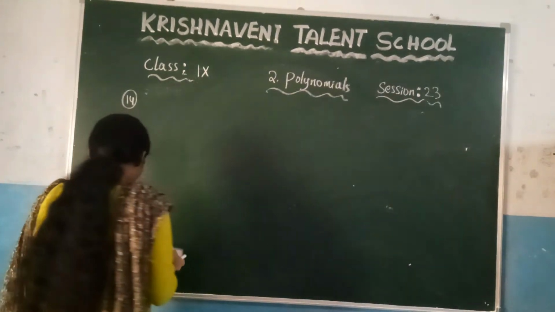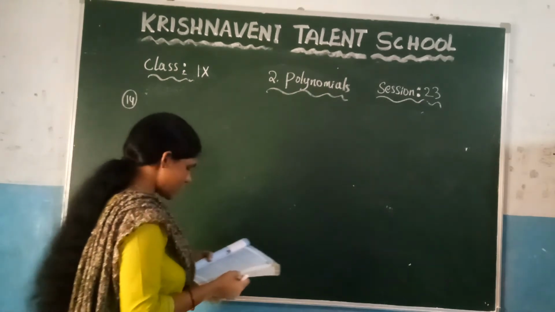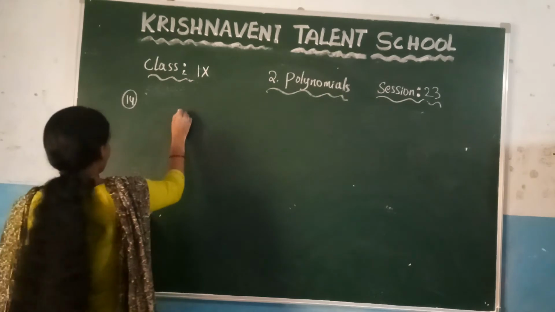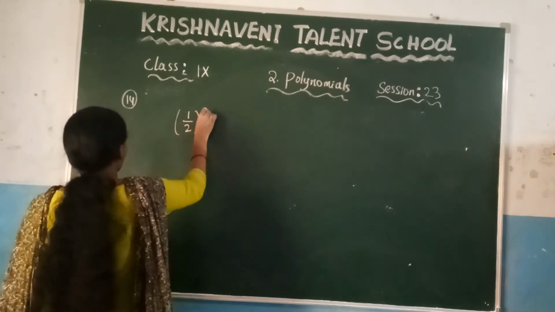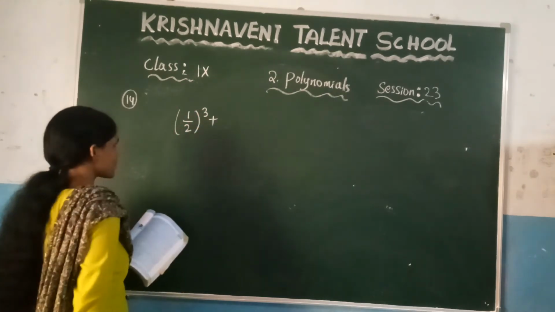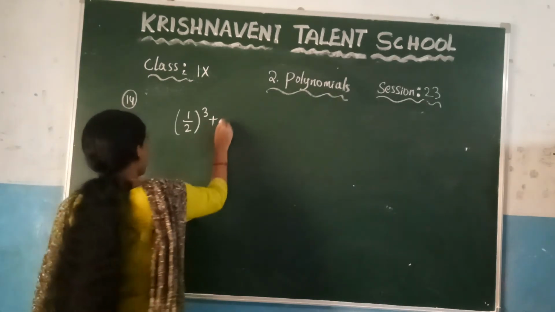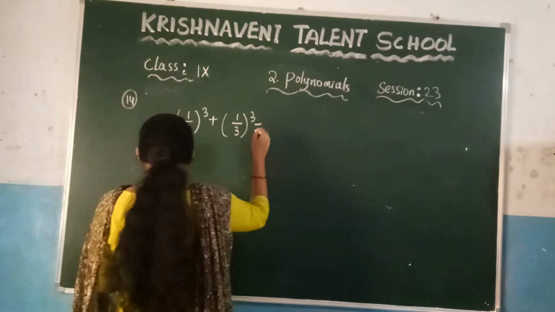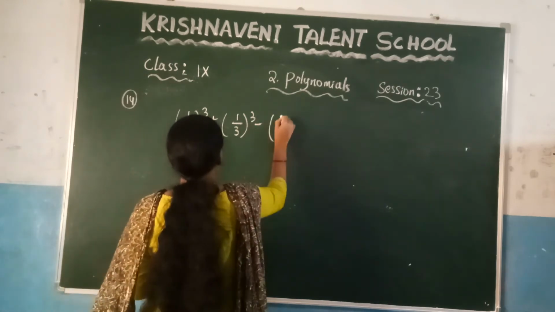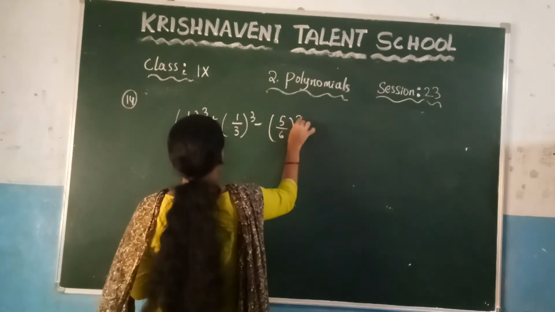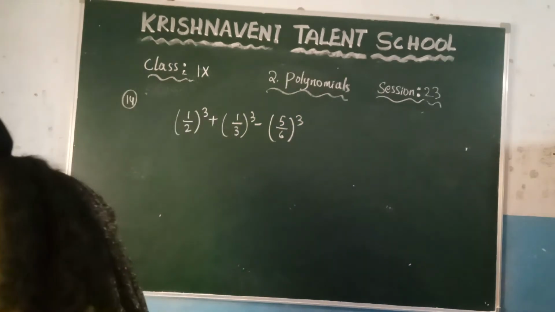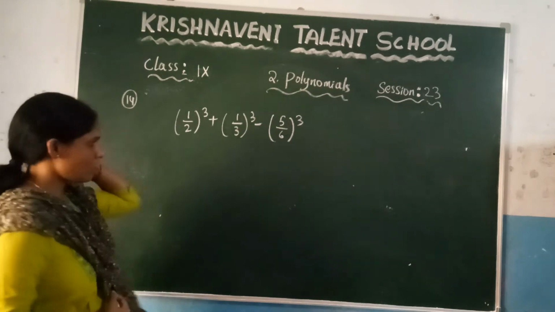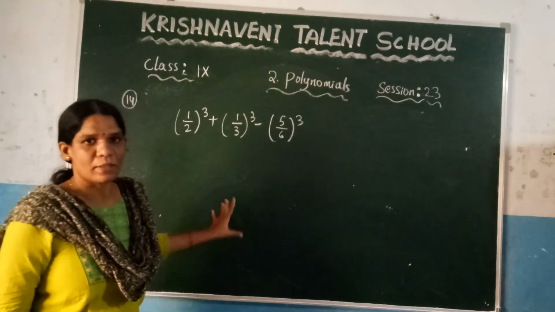So here in the second question you can do it as homework, and I am solving the third one. What we have given here is (1/2)³, which is in the form of x³ + y³ + z³, plus (1/3)³ minus (5/6)³. So again, we can apply the identity that we have known here.